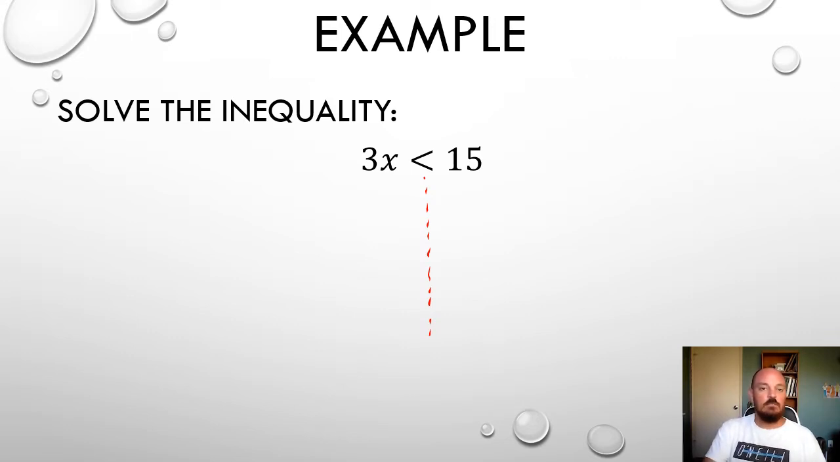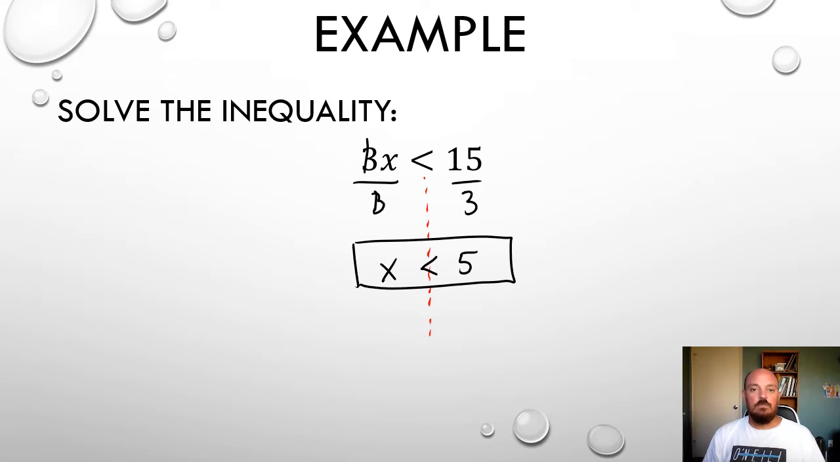It's a 3x. I'm going to divide by 3. So I divide both sides by 3. 3 cancels with 3. The x stays, the less than stays. Remember, it's not an equal this time, it's a less than. 15 divided by 3 is 5. That's the answer. X is less than 5. So super easy. I mean, it was exactly the same as solving 3x equals 15. It just has a different sign in between them.